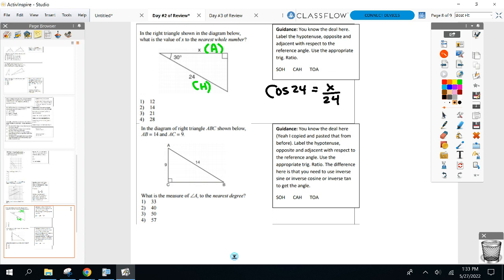hypotenuse. This is why your calculator needs to be in degree mode, because you're about to plug in 24 degrees. And then how do we solve them? Put it over 1. Let's cross them up.